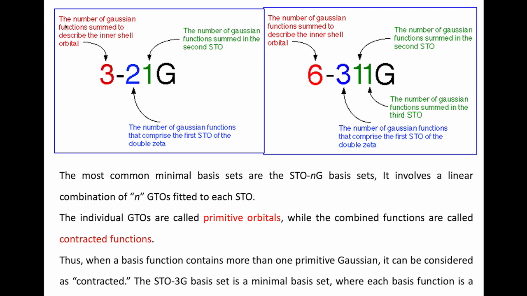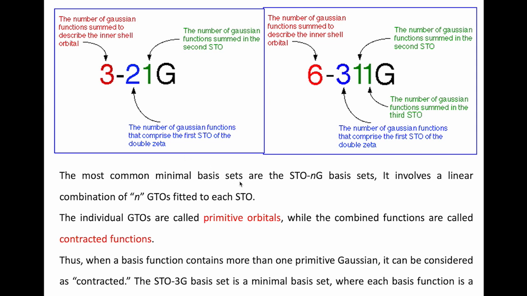This 3 is for the number of Gaussian functions summed to describe the inner shell orbital. This 2 is for the number of Gaussian functions that comprise the first STO of the double zeta. After the hash there are 2 numbers, which represents a double zeta basis set. If there are 3 numbers, it is a triple zeta basis set. And this last one is the number of Gaussian functions summed in the second STO.